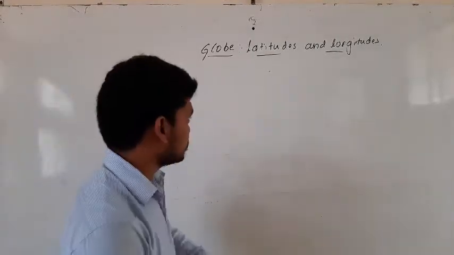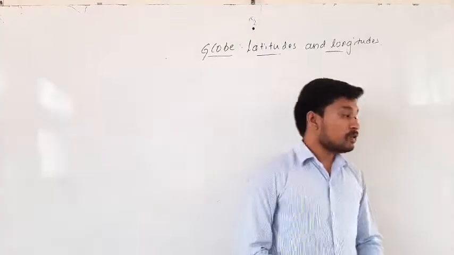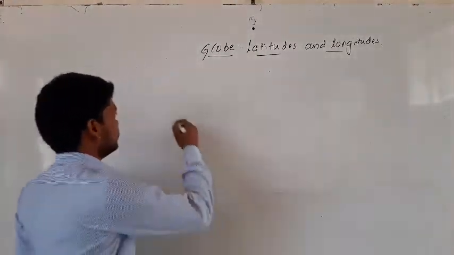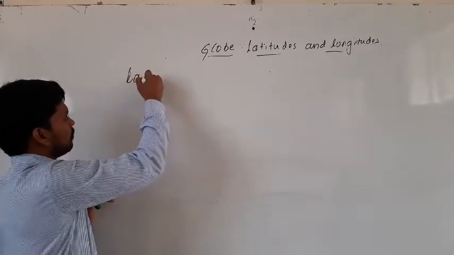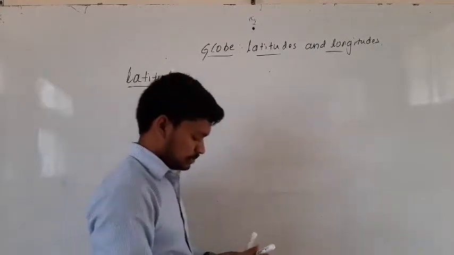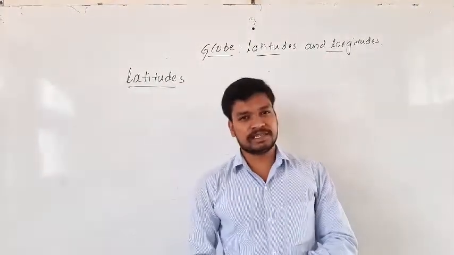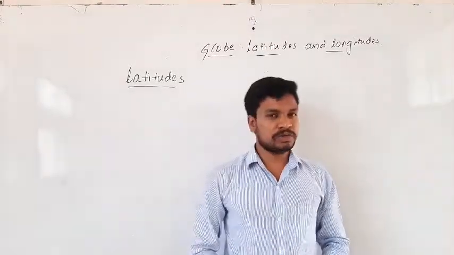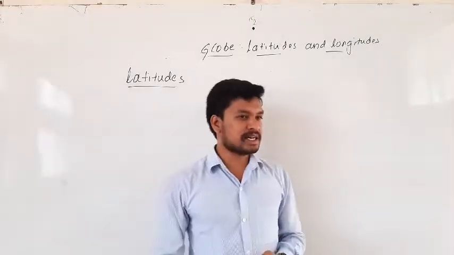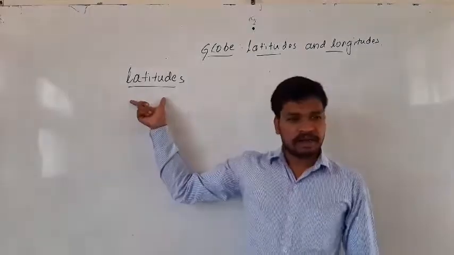So now we have discussed the globe. We know what the globe is: a true model of the Earth. We'll go to two important concepts, the first one being latitudes. Till now, what we discussed is all basic terms, and we need to remember all of them. I hope you understood globe, axis and pole. These are the three terms we discussed. And now about latitudes.